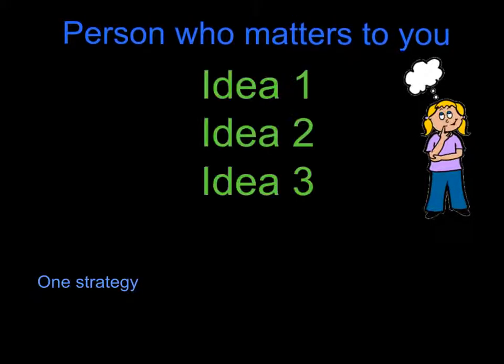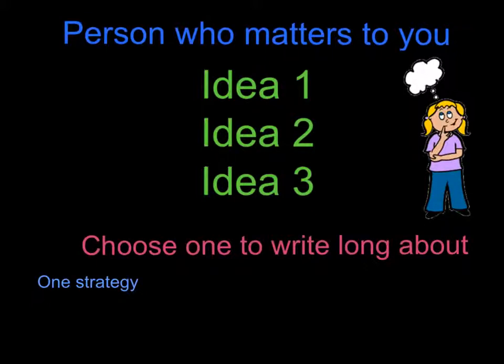Writers, let's not waste a second of precious writing time. Let's dive right in, right here at the meeting area. Remember, one strategy for writing about big ideas and issues is to think of a person who matters to you. List ideas, and then choose one of those ideas to write long about. When you have finished writing about one idea, grab another idea and write about it as well. This is all that we're going to be doing again today.